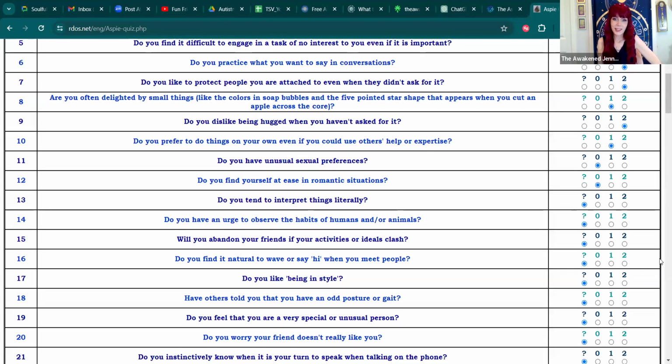Do you tend to interpret things literally? I do. That took me a while to get to saying a full yes, too. I would have probably hit a 1 on that, because I'm so literal that I would have taken that as, do I literally do it every time? No, I don't literally do it every time, but the majority of the time, yes, I'm literally doing it.